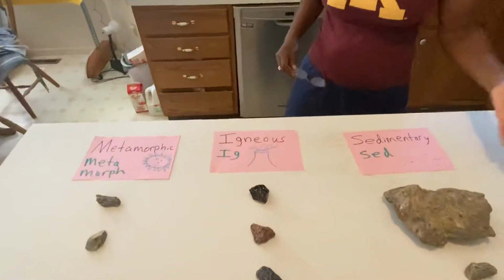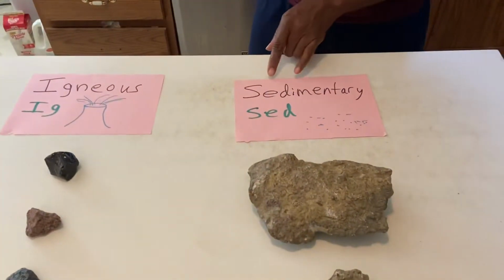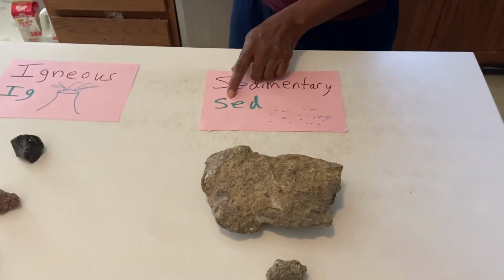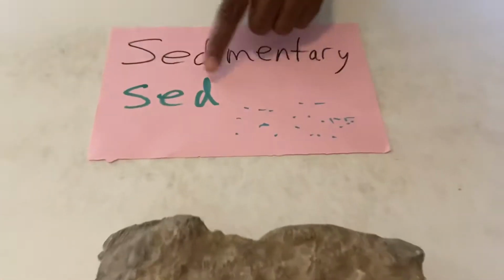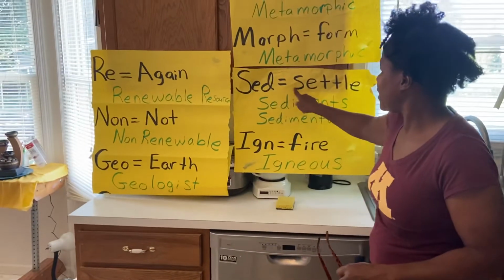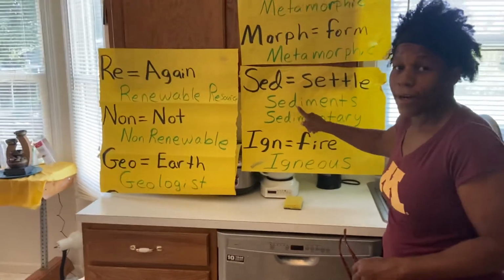Then let's go to the next type of rock. This type of rock here is called Sedimentary Rock. Sed, S-E-D. What does that mean? Why do I have these little dots here? Because we're talking about settling. Sed means settle. Sediments are coming together. Okay, they come together and they form this kind of rock.